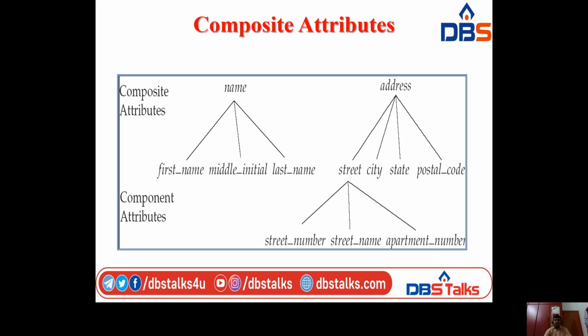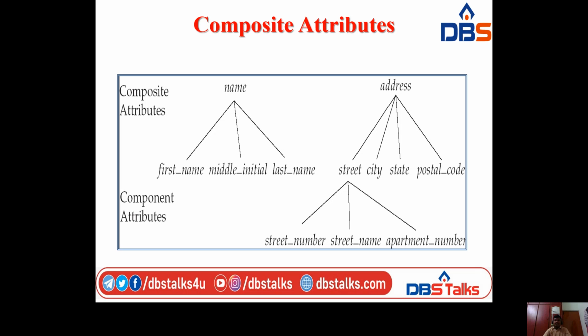Now coming to the composite attributes. Here the main attribute is the name. From that name, we get first name, middle name and last name. The combination of first name, middle name and last name will form the name.